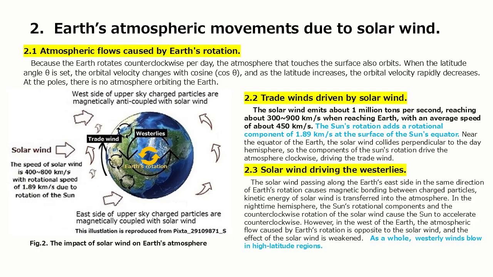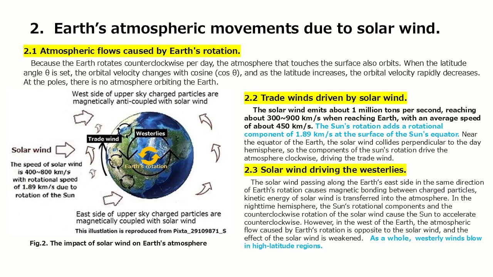Earth's atmospheric movements due to solar wind. Atmospheric flows caused by Earth's rotation. Because the Earth rotates counterclockwise once per day, the atmosphere that touches the surface also orbits. When the latitude angle is set to theta, the orbital velocity changes with cosine theta, and as the latitude increases, the orbital velocity rapidly decreases. At the poles, there is no atmosphere orbiting the Earth.